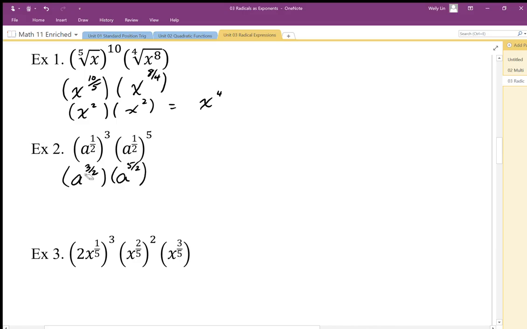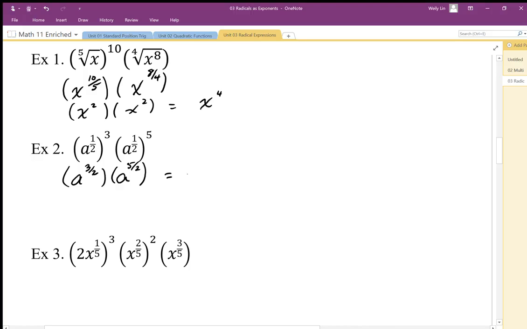Now, when we multiply radicals, the indexes have to be the same. Well, notice that the roots are the same here, which allows us to add the exponents. So we need a common denominator or a common index to add exponents. We need a common radical to be able to multiply those exponents together.